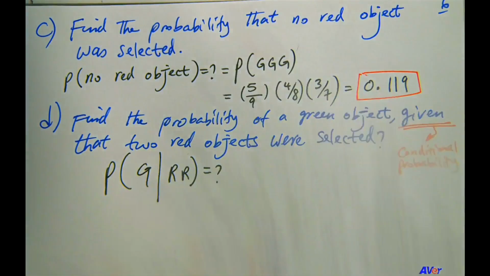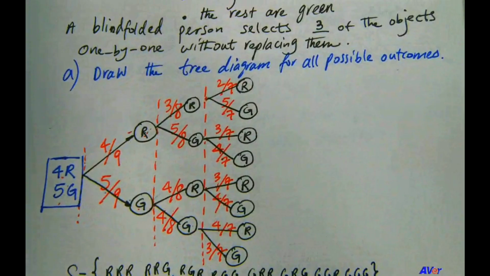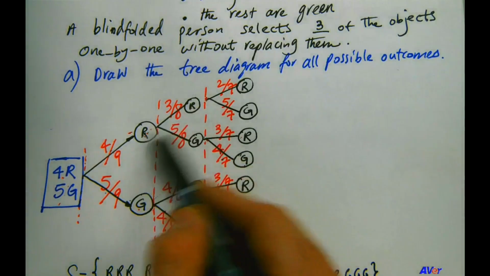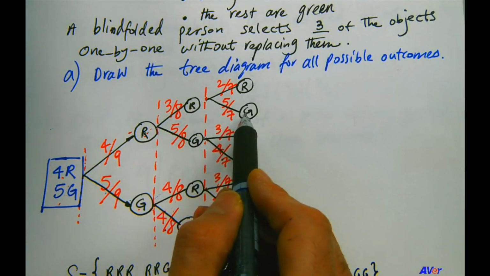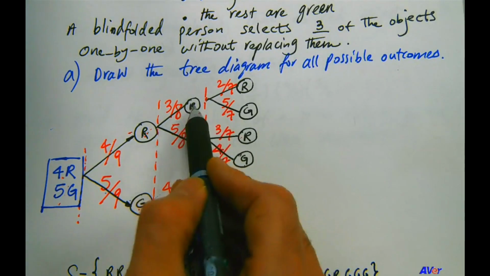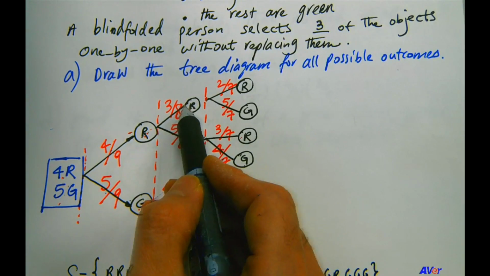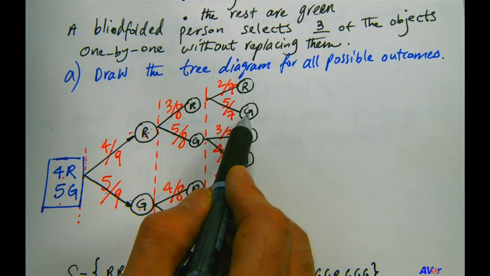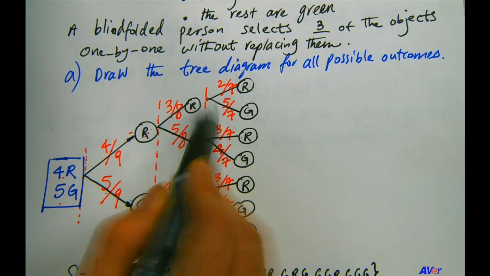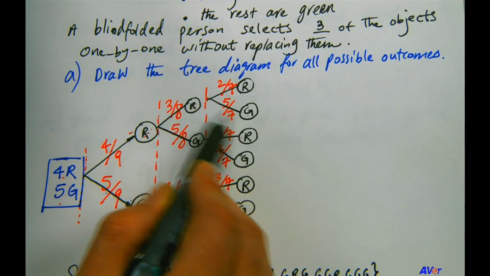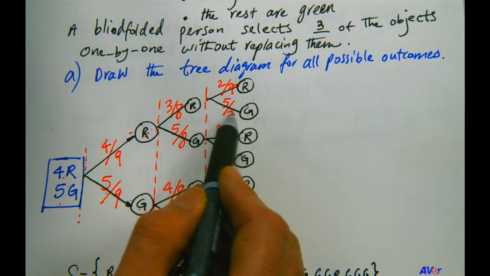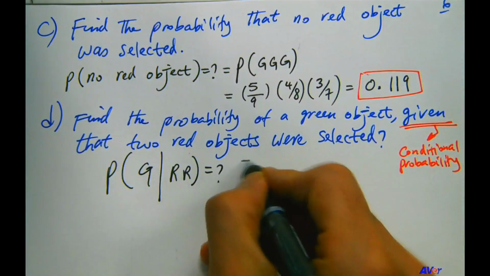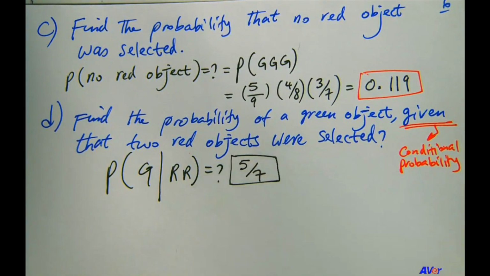So let's bring back our tree diagram. Probability of a green after 2 red objects were selected, right? Here's a green object after 2 red ones were selected. So what's the probability of that? 5 over 7, very easy. So the probability of selecting a green object after selecting 2 red ones is simply that branch probability. We don't need to do any more multiplying or adding. It's just that, 5 over 7. Like that. Okay.